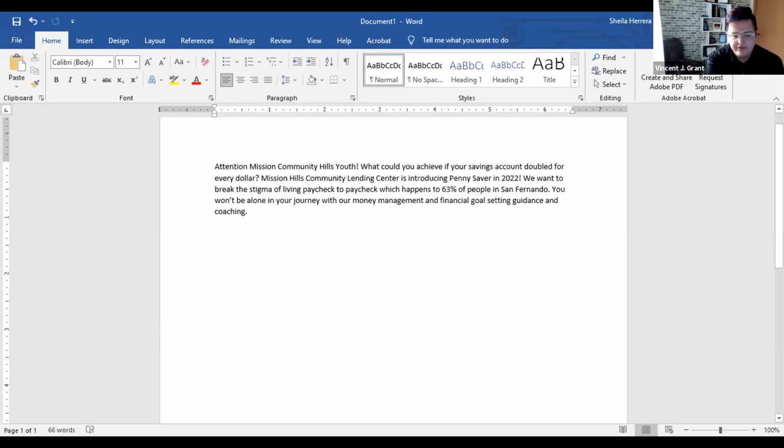So I think the tone, after that sentence of introducing Penny Saver in 2022, we want to break the stigma of living paycheck to paycheck, is uplifting but also kind of disheartening at the same time, because you see that 63% of people live paycheck to paycheck, and that's something that can relate to most families, most adults. So it's uplifting, and also making you realize, not bringing you down, but okay, someone's trying to stop that number from increasing.